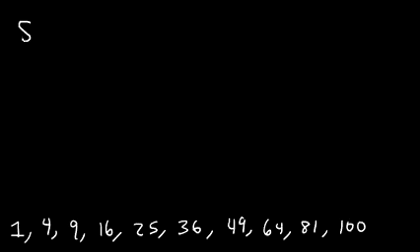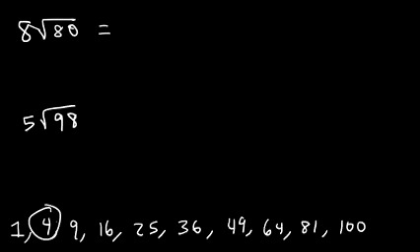Try these two problems. Simplify 8 square root 80 and also 5 square root 98. So the square root of 80, how can we simplify it? If you're not sure what to do, take 80 and divide it by each perfect square. 80 divided by 4 is 20. 9 does not go into 80. 80 divided by 16 is 5. And 25 doesn't go into 80. So the highest perfect square that goes into it is 16.